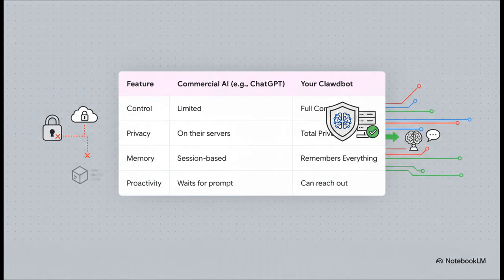Let's just put it side by side. With something like ChatGPT, your control is limited, right? And your data lives on their servers. But with your own Clawdbot, you get total control, complete privacy. It has a real memory that persists across every conversation. And, get this, it can even be proactive, reaching out to you instead of just sitting there waiting for a prompt. Now that is a game changer.